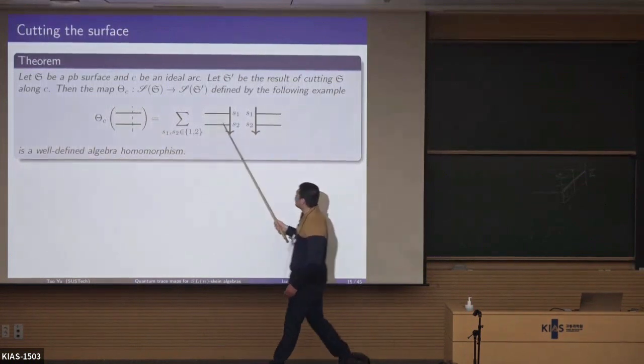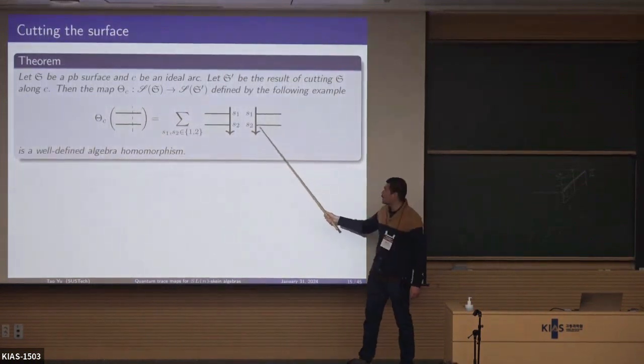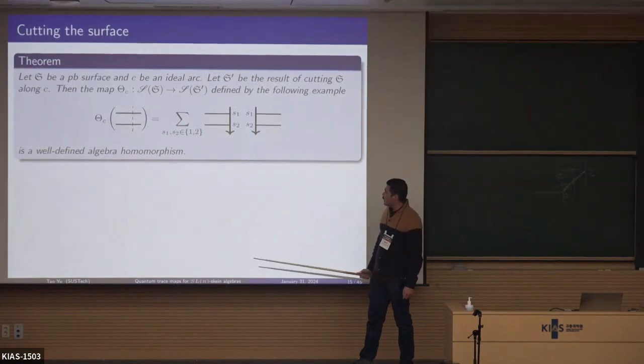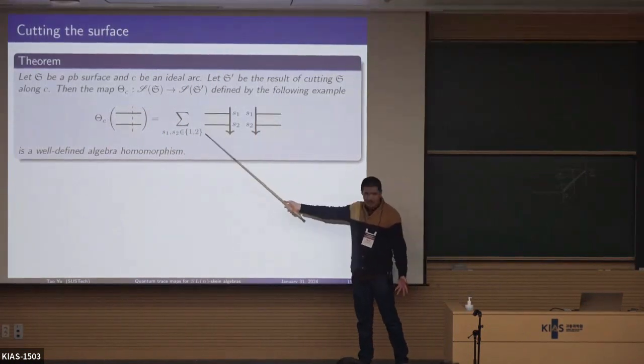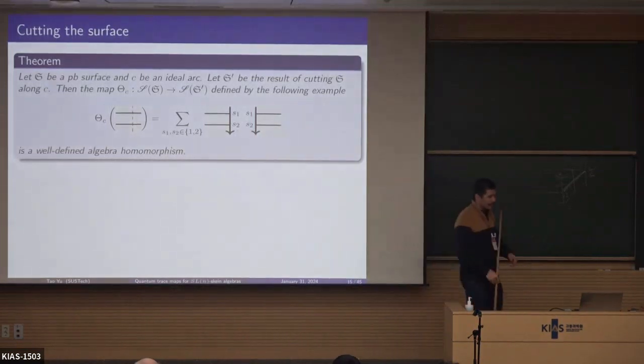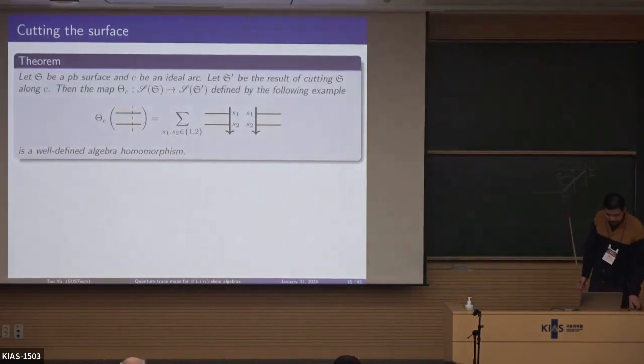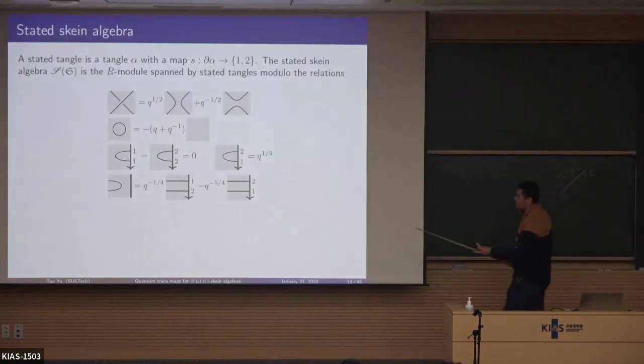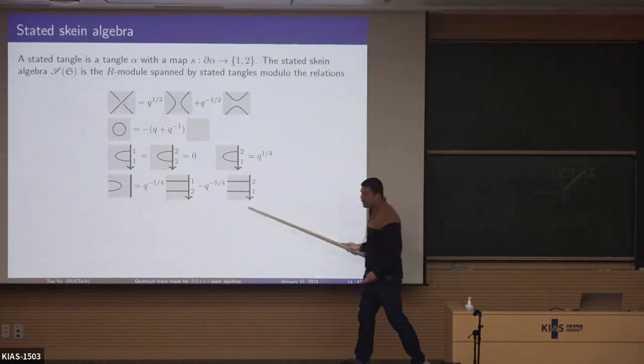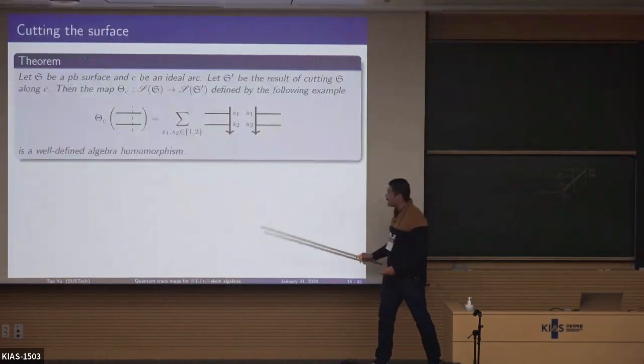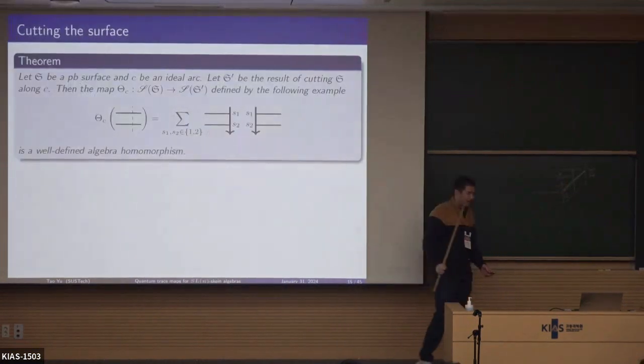Well, you cut this open, of course, you get diagrams like these, but the new endpoints created by this cut process don't have states. What do we do? Well, we just sum over all possible choices of states. And the relations here, this set of relations, are exactly what you need for this to be a well-defined map.